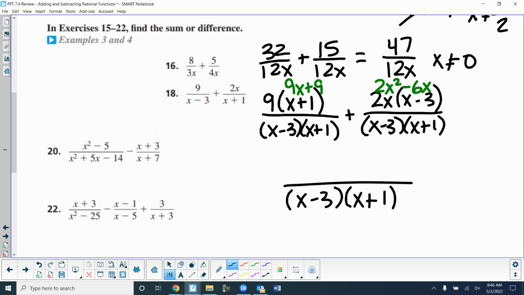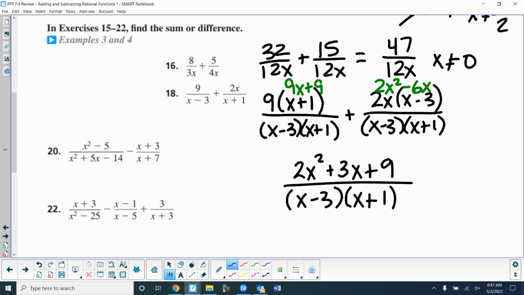Okay? So I have a 2x squared, nothing else. For like terms, I have a 9x minus 6x. And I have a 9. Okay? What's 2 times 9? 18. Are there factors of positive 18 that add up to positive 3?